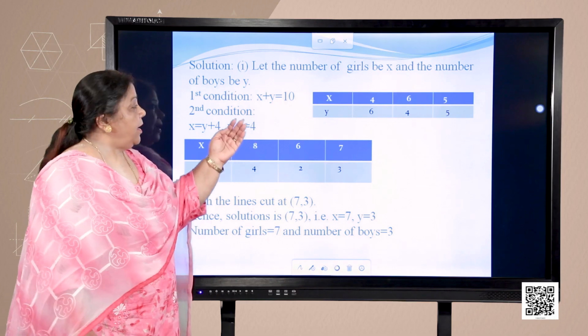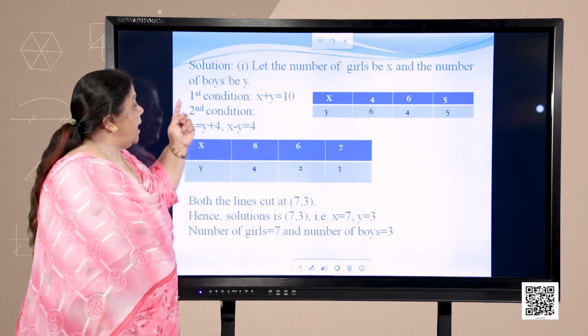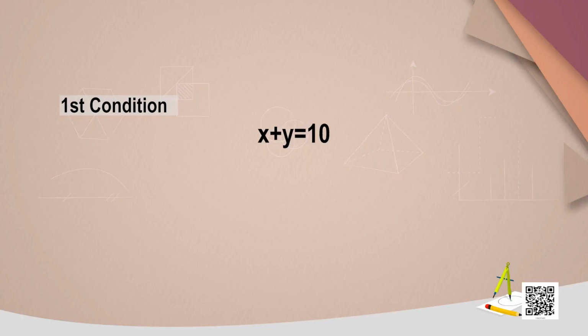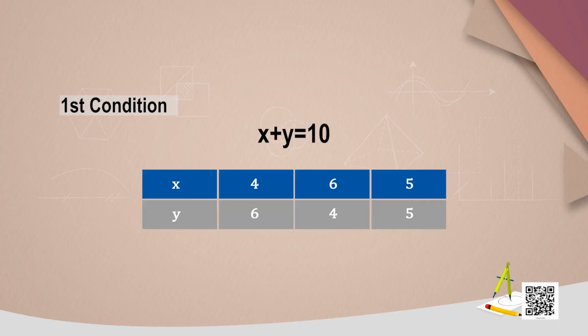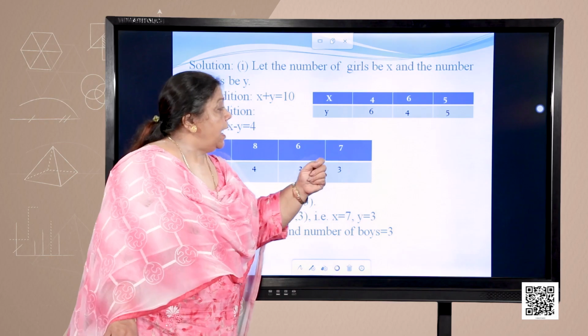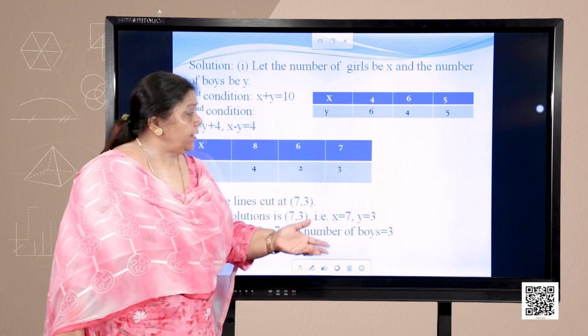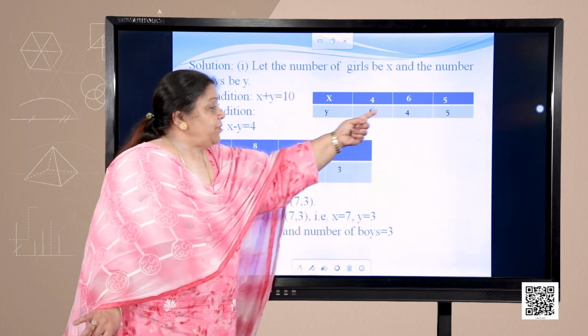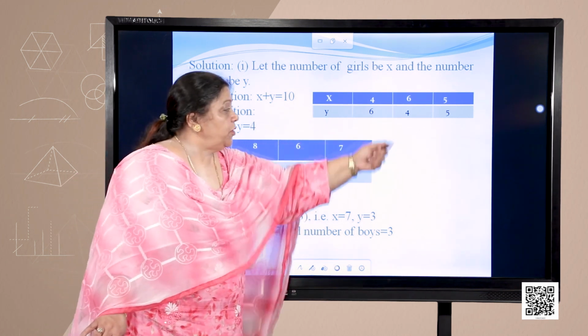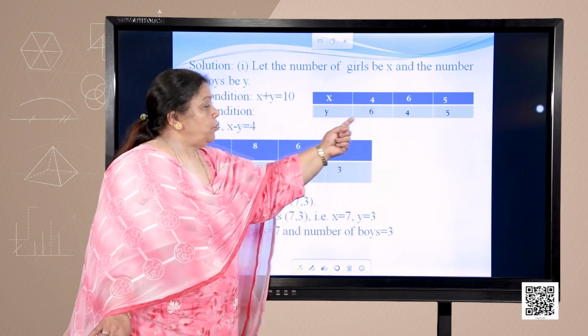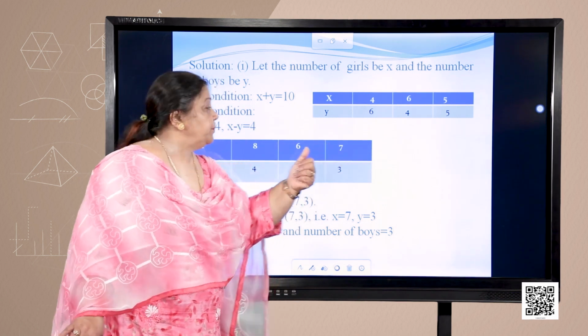Look here, we have number of girls to be x and boys to be y. So first condition was x plus y is equal to 10. Very simple equation. For when I take x is equal to 4, obviously y is equal to 6, and when we take number of girls as 6, the boys have to be 4, and if I take number of girls as 5, obviously boys also will be equal to 5. So these are the points for the first equation.